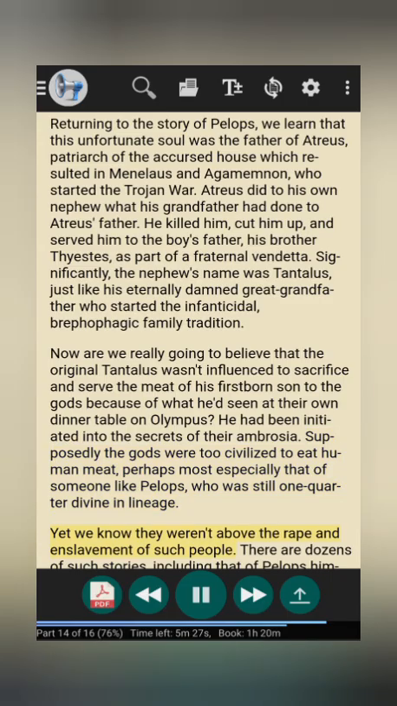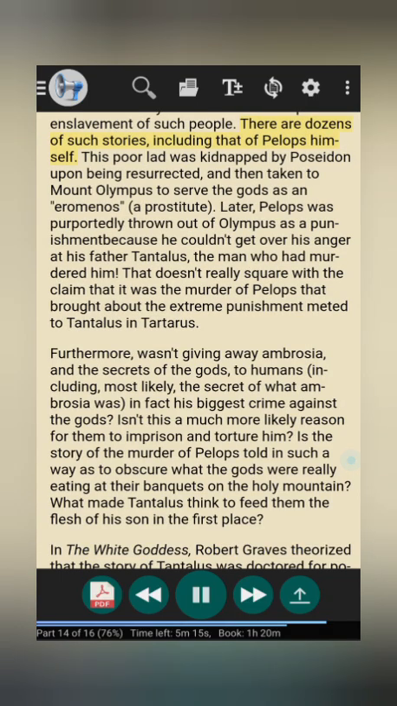Yet we know they weren't above the rape and enslavement of such people. There are dozens of such stories, including that of Pelops himself. This poor lad was kidnapped by Poseidon upon being resurrected, and then taken to Mount Olympus to serve the gods as an eromenos, a prostitute. Later, Pelops was purportedly thrown out of Olympus as a punishment because he couldn't get over his anger at his father Tantalus, the man who had murdered him.